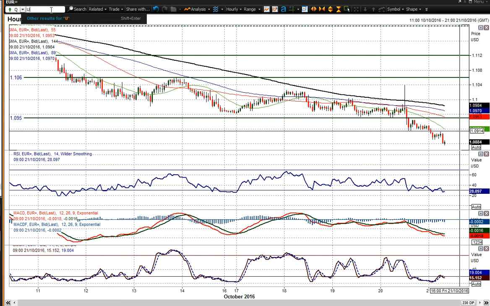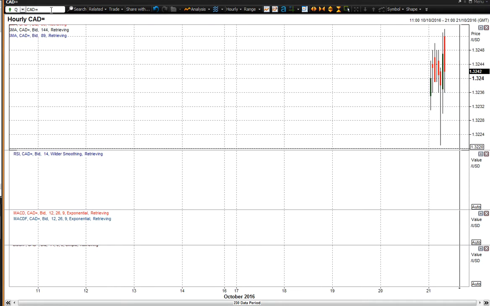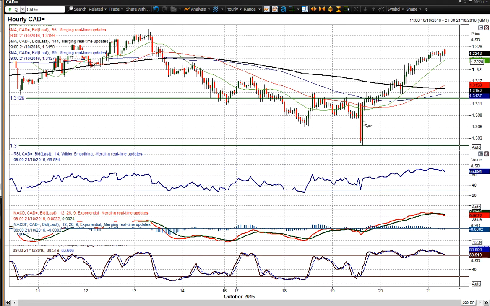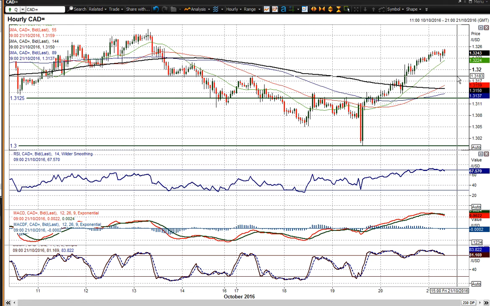So Dollar CAD. It's recovered strongly since the Bank of Canada, and it still really is going higher, to be honest. Although you'd argue that those MACD lines turning over is not necessarily positive. RSI stretched a bit, so maybe you're going to see a bit of consolidation now.